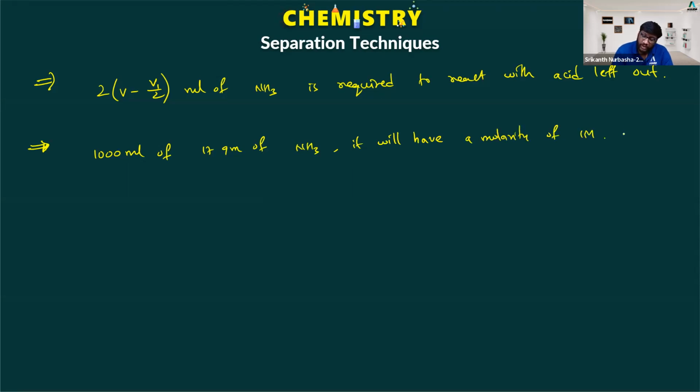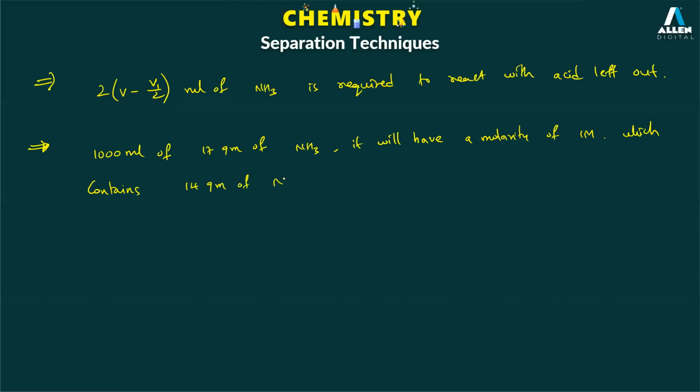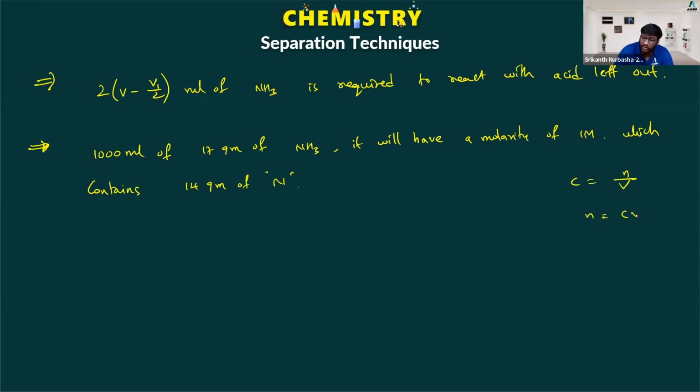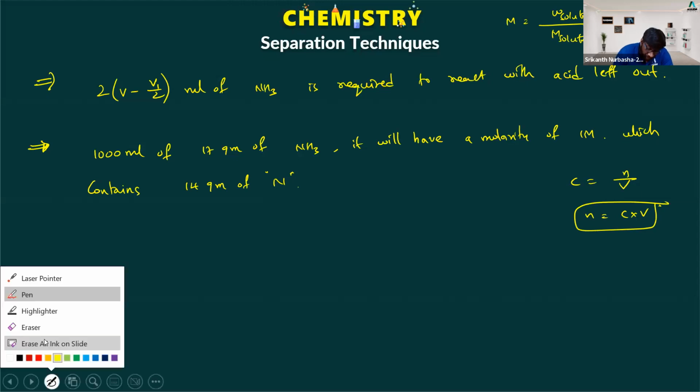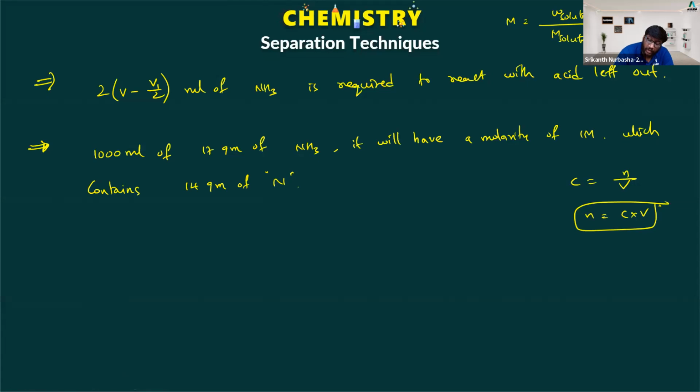Out of 17 gram, how many gram will be the weight of nitrogen? It contains 14 gram of nitrogen. So what is the formula? Concentration is equal to number of moles by volume. Number of moles is equal to concentration into volume. What is the concentration? 1000 ml. Molarity is equal to weight of solute divided by molar mass of solute, into 1000 by volume of solution in ml.